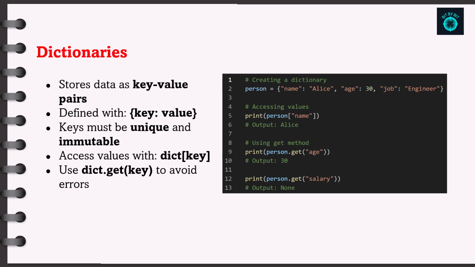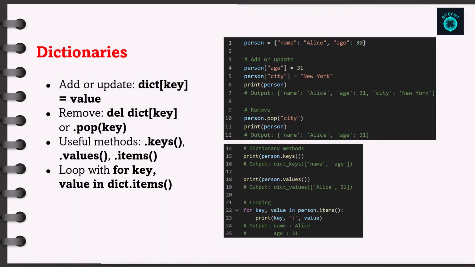To avoid errors, you can use the get method. It returns None or a default value if the key is missing. You can add a new item to a dictionary by assigning a value to a new key. If the key already exists, its value will be updated.